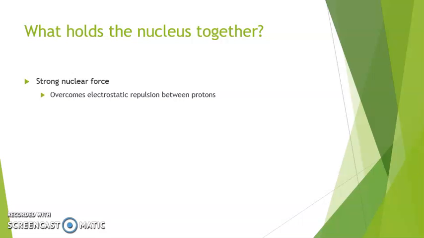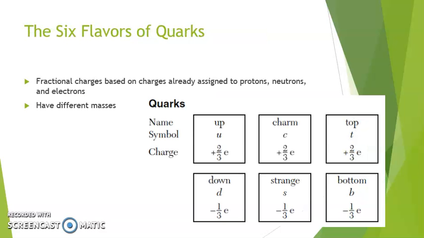Well, the nucleus is held together by what is known as the strong nuclear force. It overcomes electrostatic repulsion between protons. Protons are positive. Positive things want to repel each other. So we shouldn't want to have multiple protons crammed together into a small nucleus. But there's this strong nuclear force that holds it together. That same force is going to hold together quarks within the nucleus as well.